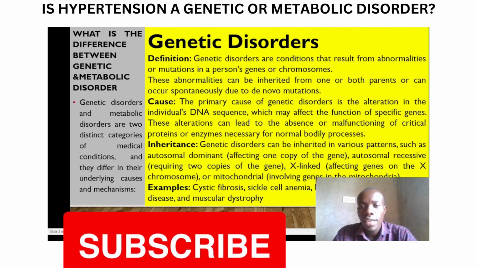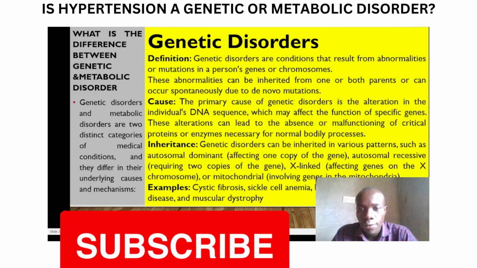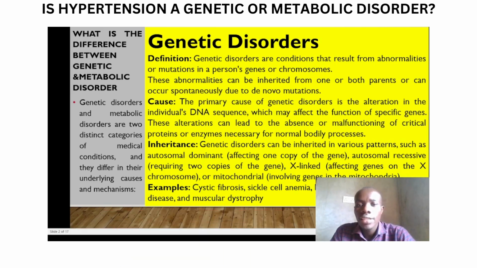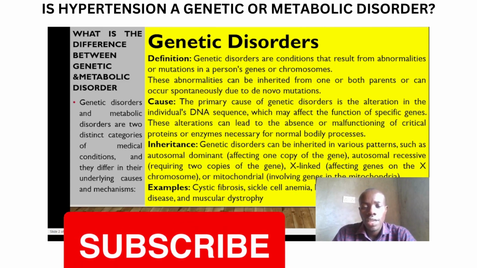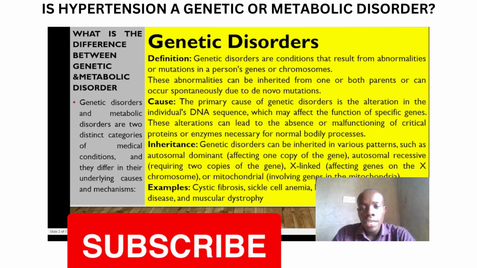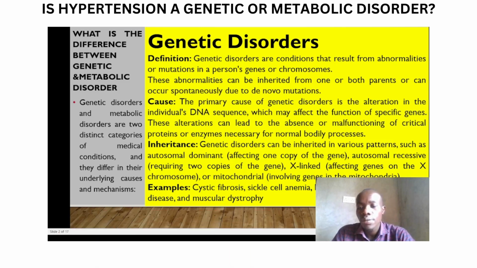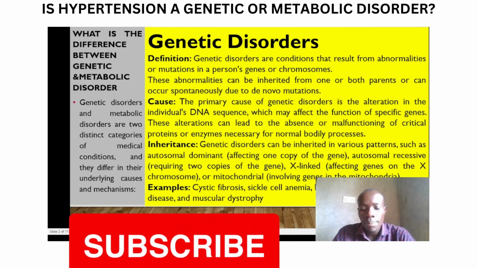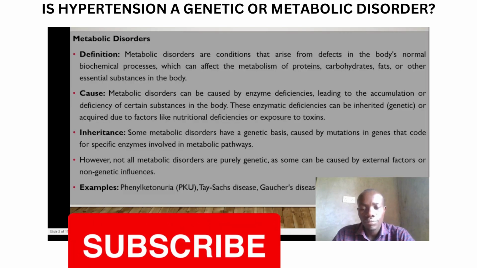But for the females, they have to be homozygous. So that means it's hard for them to present the signs and symptoms. Lastly, we have mitochondrial, and this one involves genes in the mitochondria. Examples of these genetic disorders include conditions such as cystic fibrosis, sickle cell anemia, Down syndrome, Huntington's disease, muscular dystrophy.